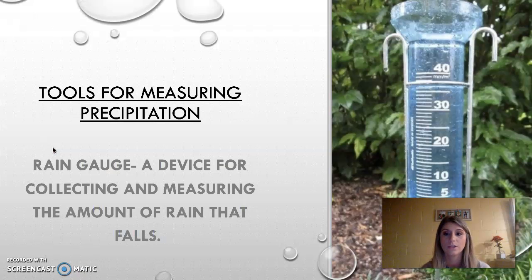And this is the tool they use to measure the precipitation, and it is called a rain gauge. It is a device for collecting and measuring the amount of rain that falls. You can set this outside and it will catch all the precipitation from the sky, and it has measurements on it, normally in inches, and then you take that data and put it into a graph. So a rain gauge is the tool that is used to measure precipitation.